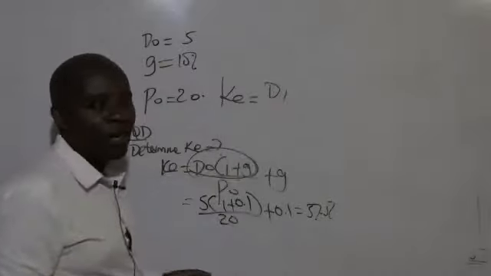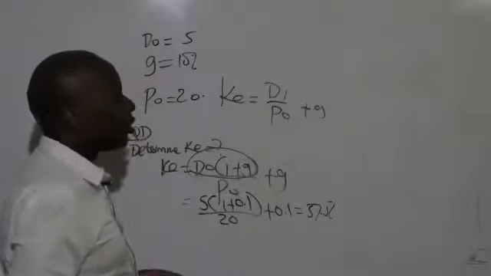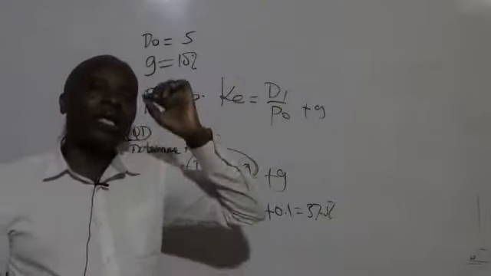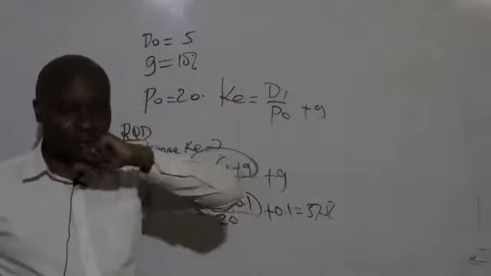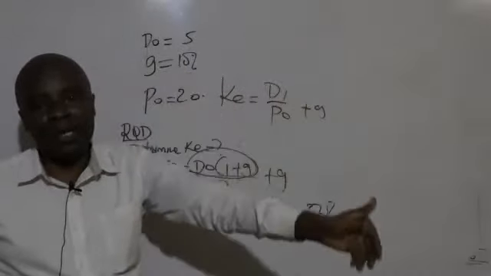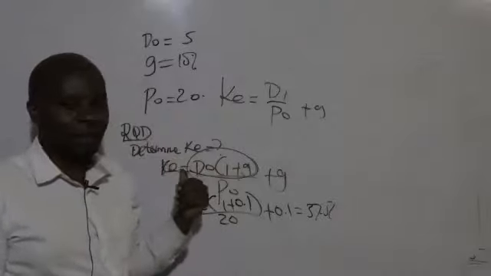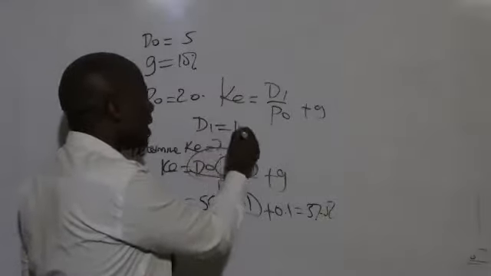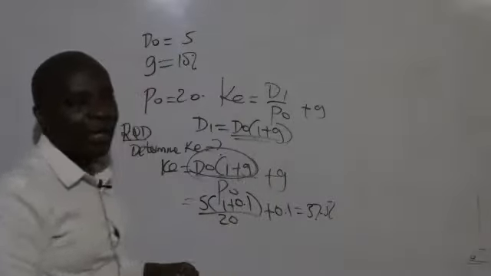D1 all over P0 plus g. So cost of equity will be equal to the dividend we are yet to receive, which will be received at the end of the year, the expected dividend, divided by our original investment. And it is this D1 that we normally get by taking D0 into 1 plus g, like that.